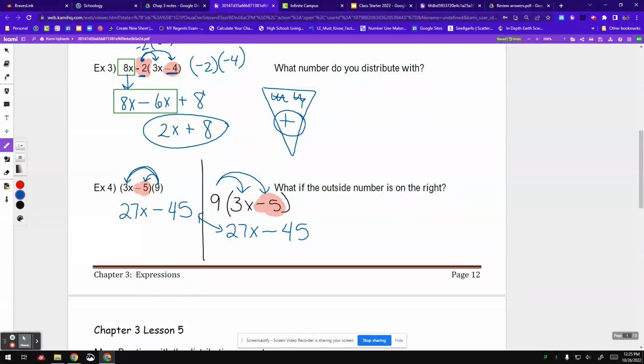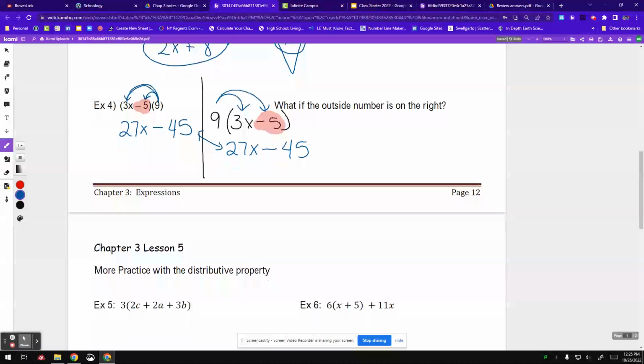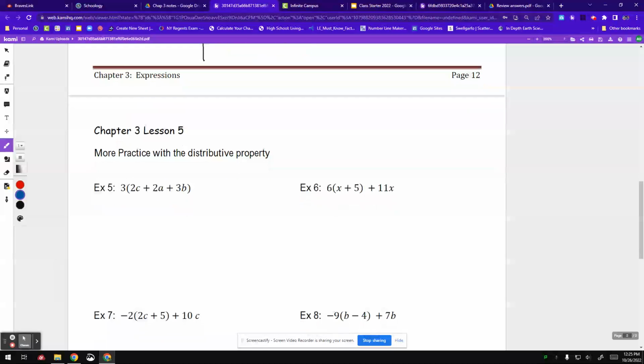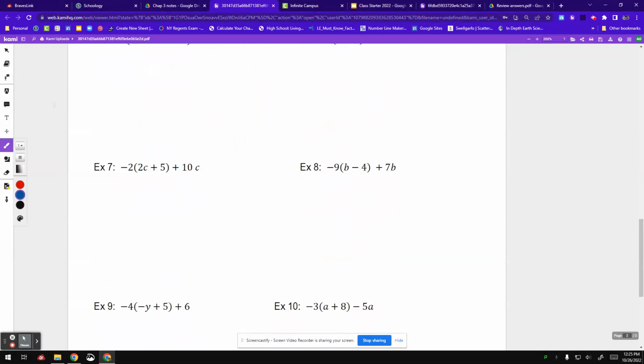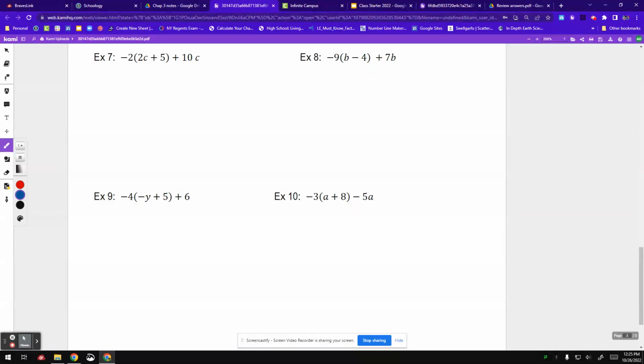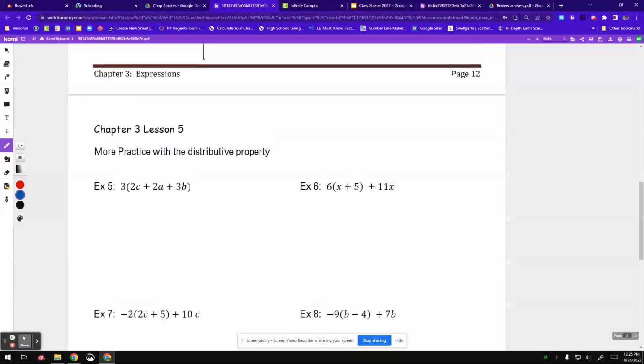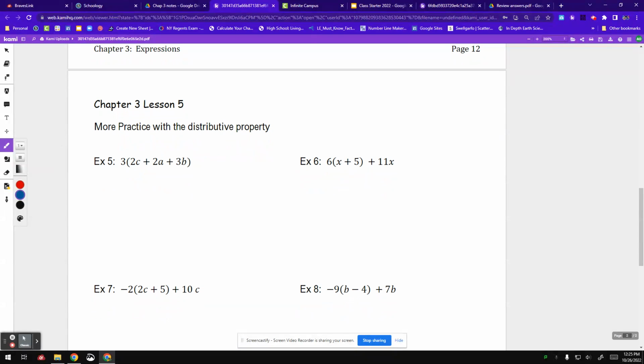So it doesn't matter which method you use as long as you understand it. All right, let's go to the next page where we're going to practice. I'm going to encourage you to stop the video, try it, and then start it up again to see if you agree with me.